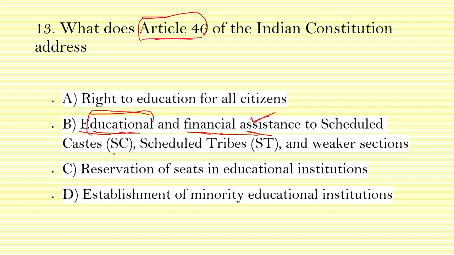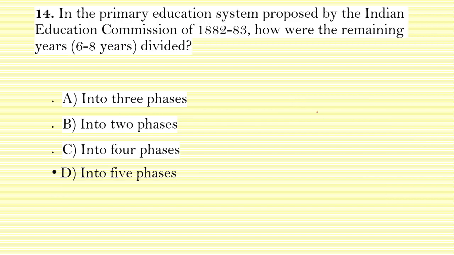To whom? SC means scheduled castes, ST means scheduled tribes, and weaker sections. For them, what do we have to provide? Educational support and financial support. Who should give it? The government should give it. Instead of this, he can give one more term also: marginalized is also a correct term. Or else he can directly give disadvantaged. Instead of weaker sections, sometimes he can give such words in a sentence. Okay.